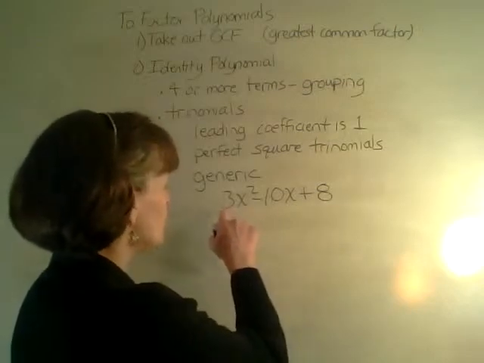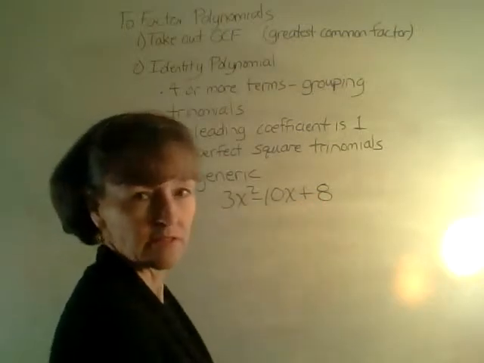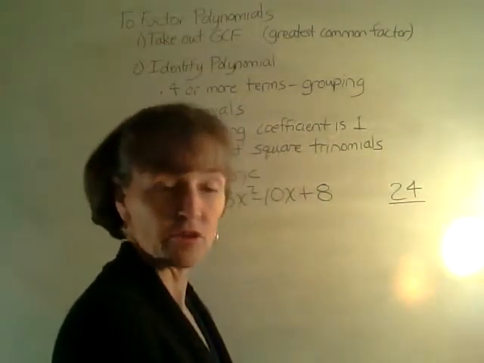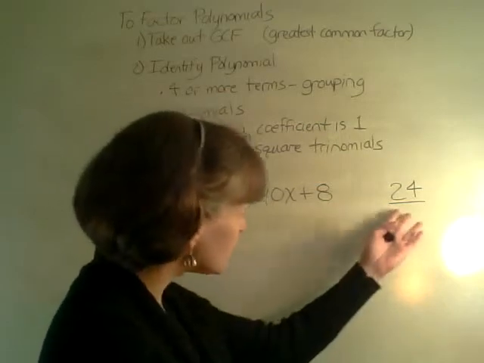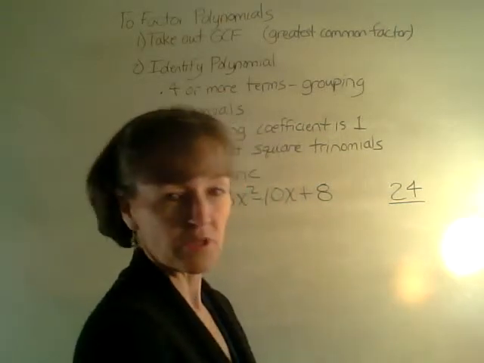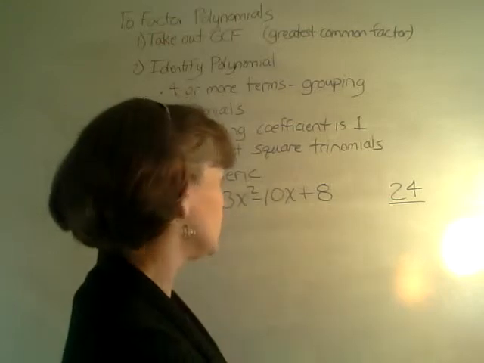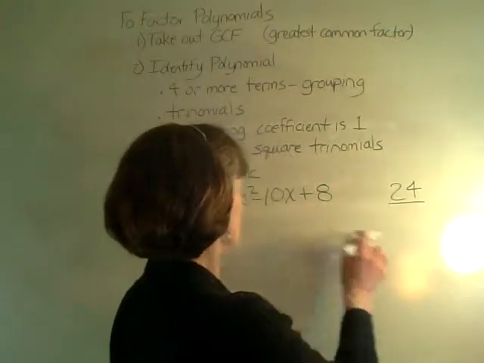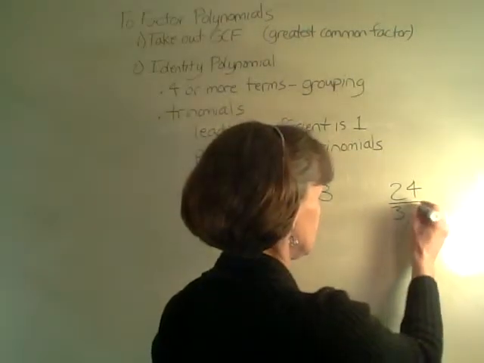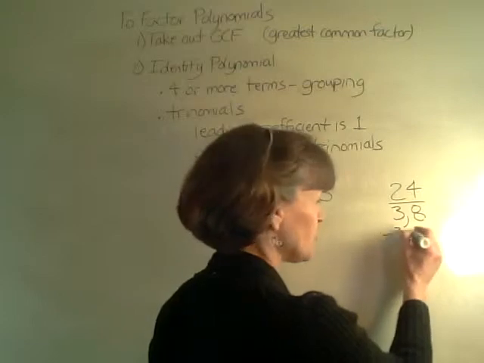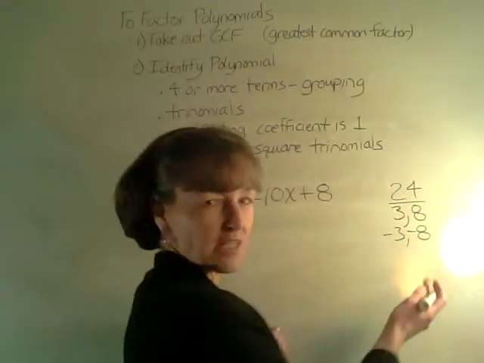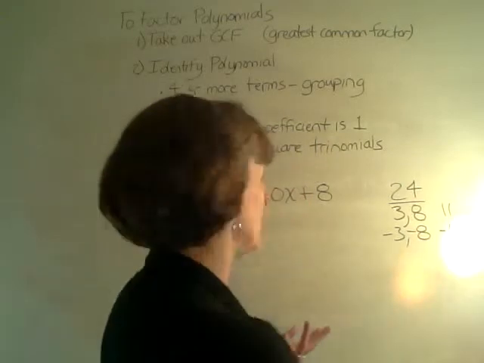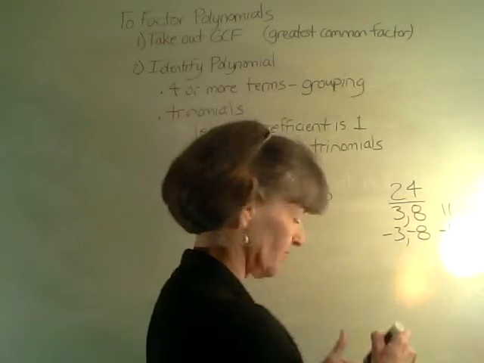What we're going to do is multiply 3 times 8, and we get 24. Then, just like when our leading coefficient is 1, we list factors of 24 and look for the pair that adds to give us negative 10. Of course, 3 and 8 give us positive 24, and so do negative 3 and negative 8. But when I add 3 and 8, I get 11, and when I add negative 3 and negative 8, I get negative 11. Neither one of those is negative 10.